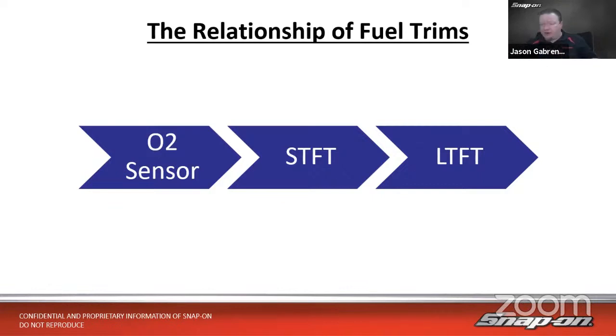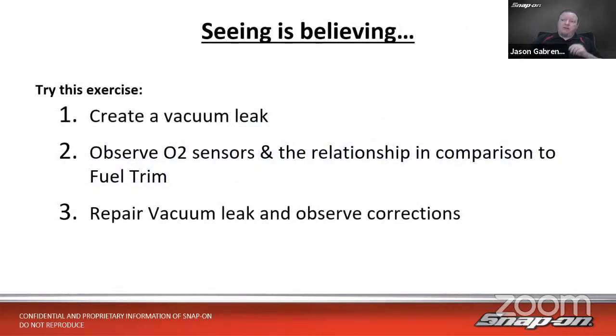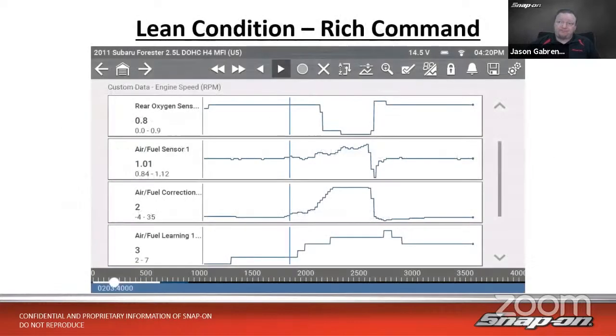So let's see how this would work on a scan tool. We're going to do a little exercise. We're going to create a vacuum leak on a vehicle. We're going to watch the oxygen sensors and their relationship and how they compare to the fuel trim. We're going to repair the vacuum leak and then see what happens.